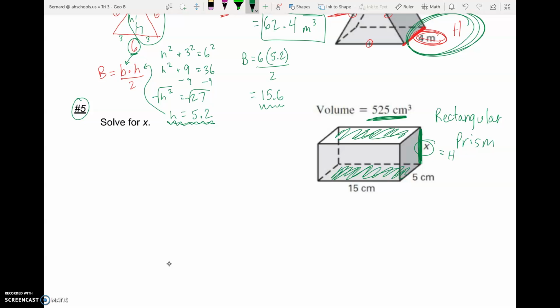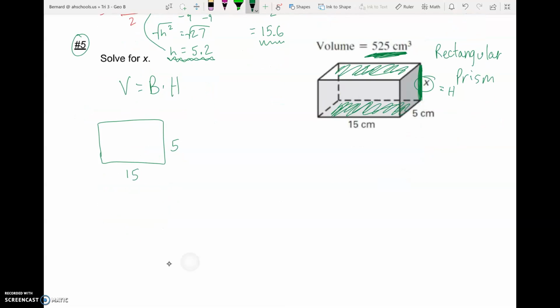So we're looking for the h in our volume equals big B times h formula. So what that means is, right, we know the volume, we need to find h, so we must know big B. Let's draw our base first. So 15 and 5. And remember, big B is the area of our base. This is just a rectangle. So the area of a rectangle is going to be little base times height. So in this problem, that's 15 times 5. And 15 times 5 is 75.